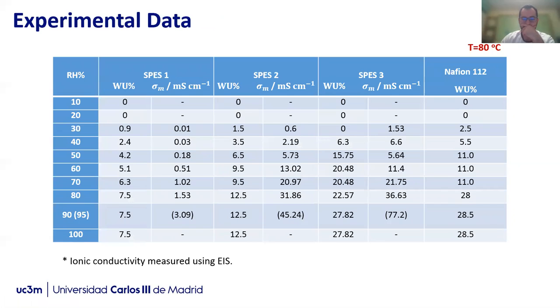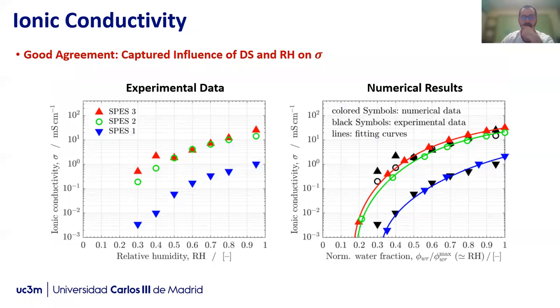Now the experimental data: we have different relative humidities, these are the different water uptakes, and then we have also different ionic conductivities. The relative humidity varies from 10% to 90 or 95%. So we can compare our experimental data with the modeling results. This is what we have here.